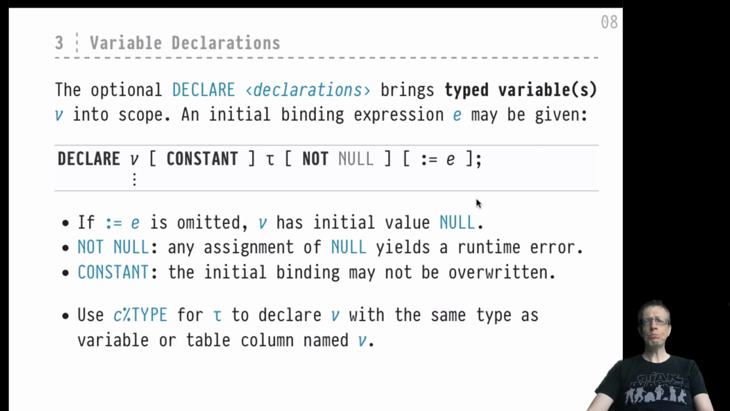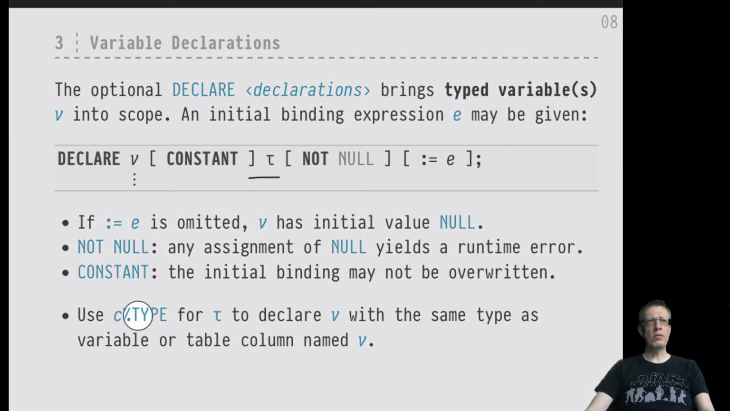Okay, there is one particular way of specifying the type of such a variable, and that would be using this particular construct here, which would refer to the type of another variable named c, or of a column of a table named c.